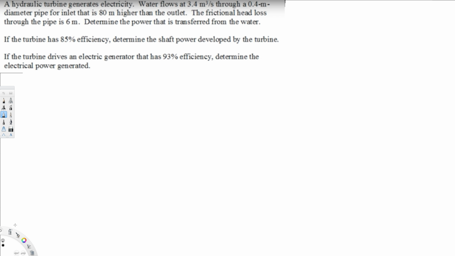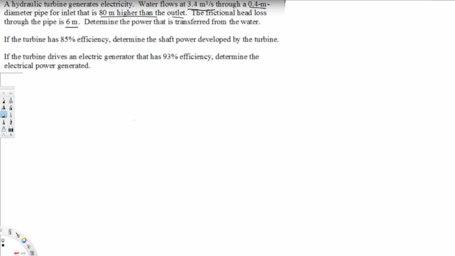Let's do this problem right here. The question is asking: a hydraulic turbine generates electricity, water flows at 3.4 meter cube per second and 0.4 meter diameter, and the inlet is 80 meter higher than the outlet, and the frictionless head loss through the pipe is 6 meter, right? And the first question is asking, determine the power that is transferred from the water.